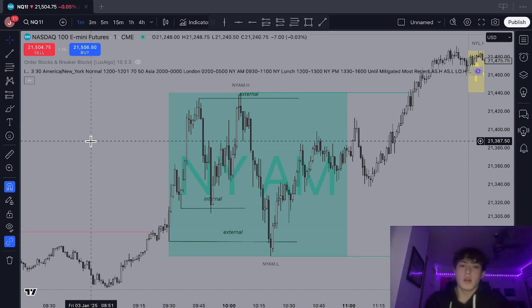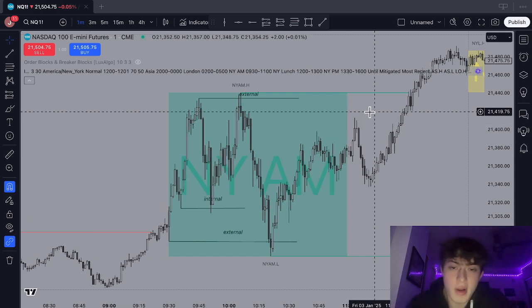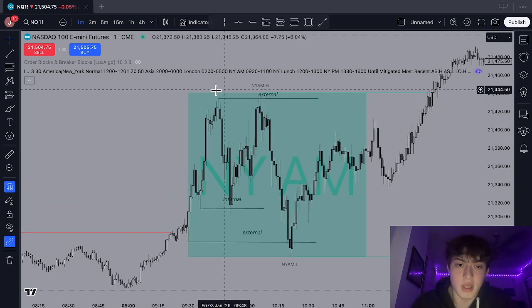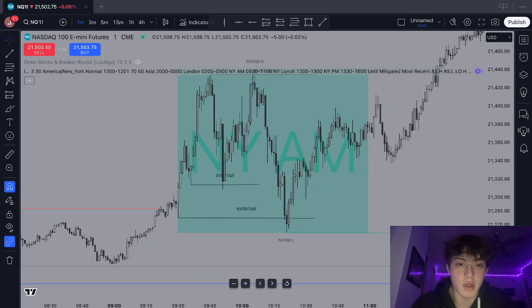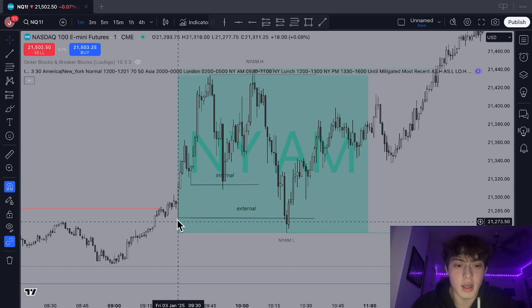Liquidity. So what is external and internal liquidity? They are areas or highs or lows where price action is drawn towards. So we know naturally that price is drawn towards these highs and lows. We've covered liquidity sweeps, so we know what that is, and let's jump right into it.